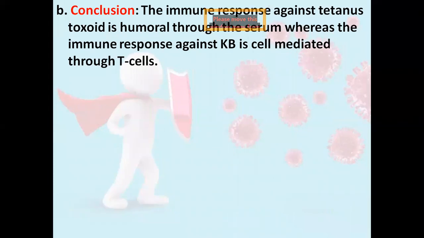Lastly, I made a conclusion. In this part, I described, interpreted, and made a conclusion. So against tetanus toxin, the immune response is humoral, since the serum is active, while against the Koch bacillus, it is the cell-mediated immune response and not the humoral, because the cells are involved, mainly the T cells.